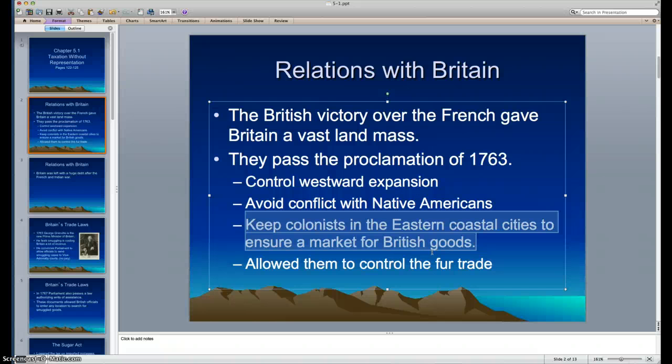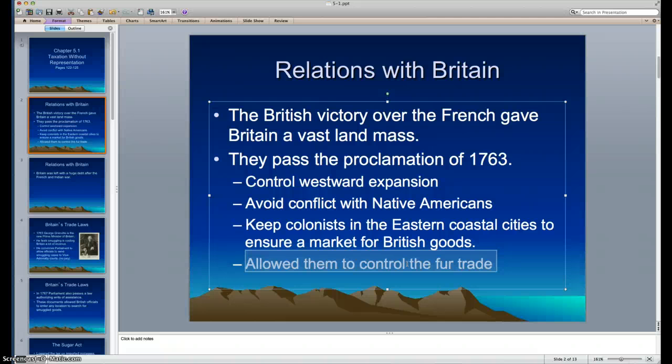The further you spread people out, the more other countries get involved in selling and things like that, and that's not good for business. So they want to be able to control people where they are. And then lastly, it allowed them to control that lucrative fur trade that we've always talked about. They fought for this during the French and Indian War. They thought it was the best way to make money. So they want to control it as best as they can.